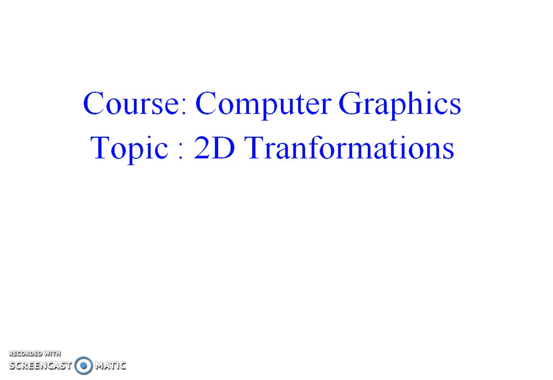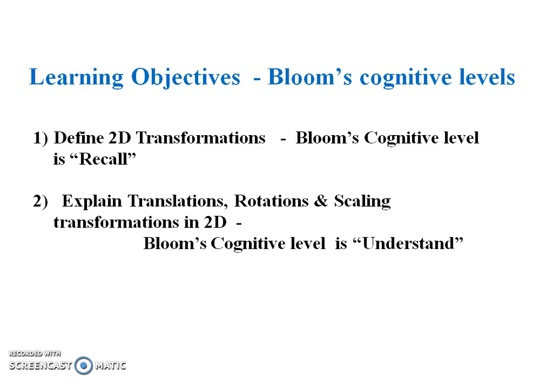The course which we chose is Computer Graphics and the topic is Two-Dimensional Transformations. Learning objectives of today's lecture are: define two-dimensional transformations, which comes under the lowest Bloom's cognitive level, recall. And the second learning objective is explain translations, rotations and scaling transformations in two dimensions. This learning objective comes under the Bloom's cognitive level, understand.